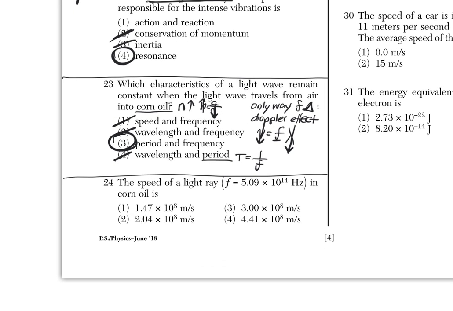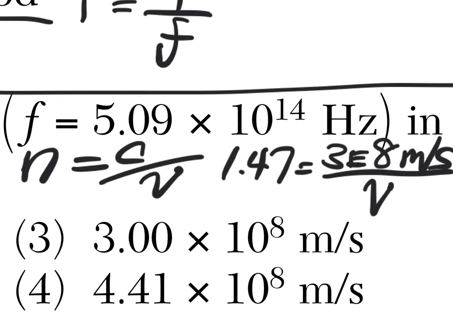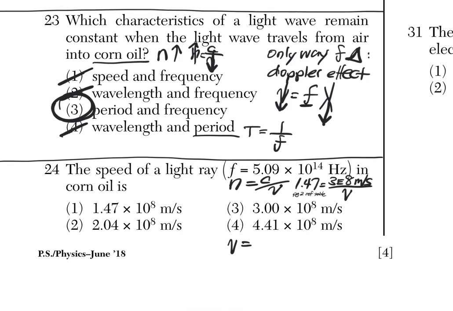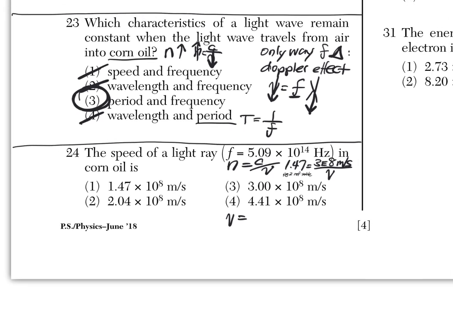All right, 24. Speaking of corn oil and the index of refraction, what is the actual speed there? And so I need to look up the index of refraction. That frequency, the 5.09 times 10 to the 14 hertz, is the reference frequency for the indices of refraction chart. And so that's where the 1.47 is coming from. That is page 2 of the reference tables. I'll look up the index of refraction for corn oil, and I get 1.47. And so I stick that in for n.